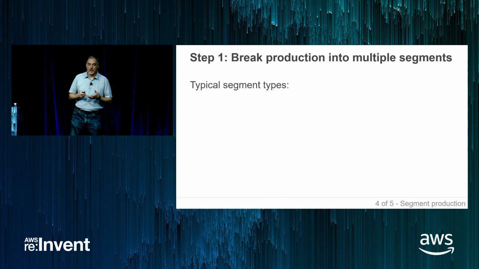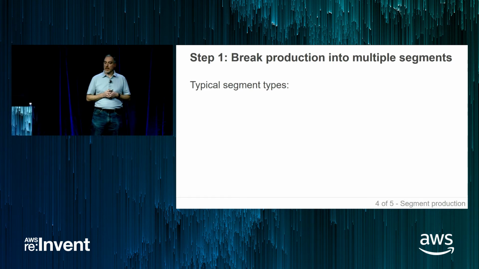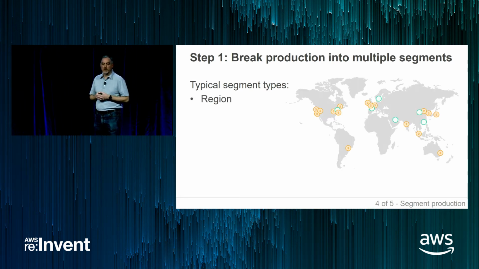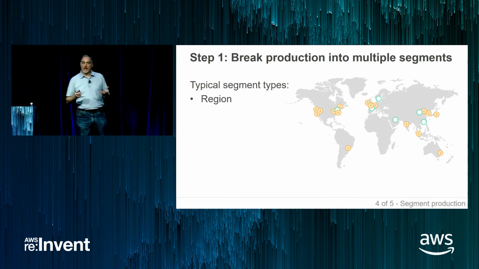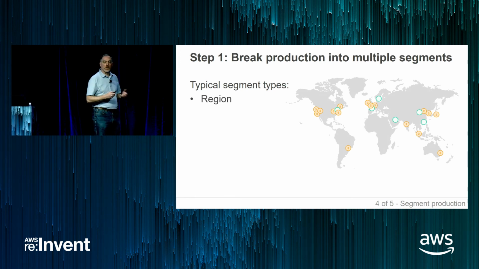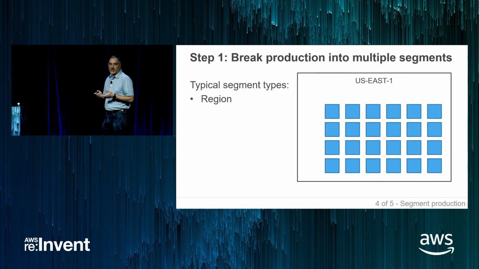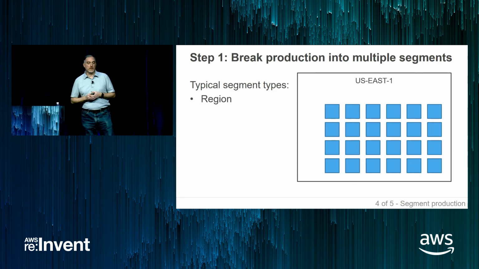The first step is to break your production environment down into multiple segments. And you can think of a segment as a deployment blast radius. So some typical segment types could first be a region. An AWS region is a physical location around the world where we cluster data centers, and we always segment deployments to at least a region level. We tend to deploy to one region at a time so that the blast radius for a change is limited to a single region.